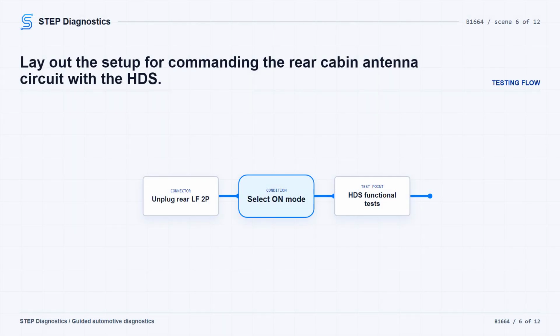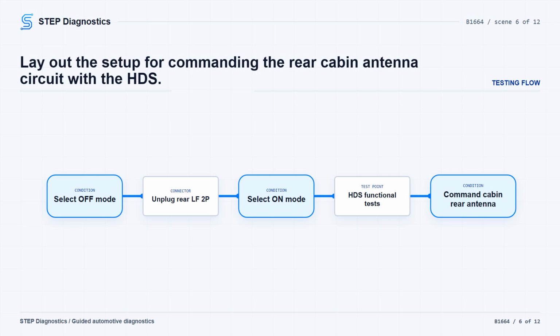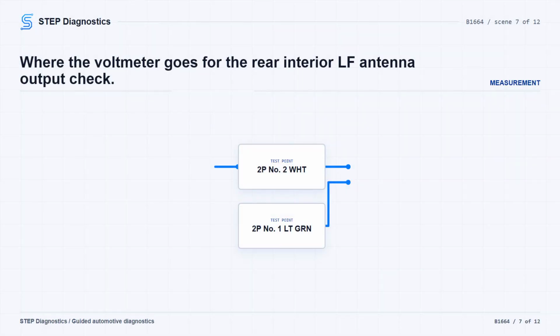Next, check the keyless access control unit output on the EXDR plus and EXDR lines. Press the engine start/stop button to select the OFF mode, then disconnect the rear interior LF antenna 2P connector. Press the engine start/stop button again to select the ON mode. On the HDS, select keyless access control from the one-push start system select menu, enter functional tests, and connect the voltmeter at the rear interior LF antenna connector.